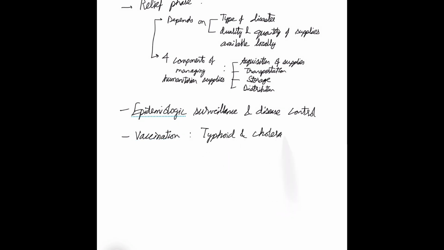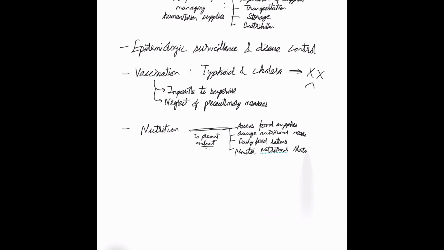It's impossible to supervise, and vaccination leads to neglecting precautionary measures as a false sense of security. Typhoid and cholera vaccination must be avoided after disasters. Then, to prevent malnutrition, we assess food supplies, gauge the nutritional needs of the population, ensure daily food rations, and monitor nutritional status of the population.